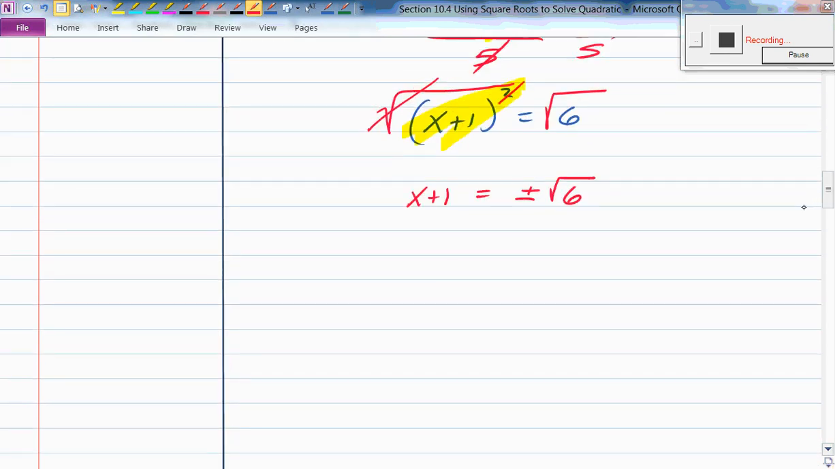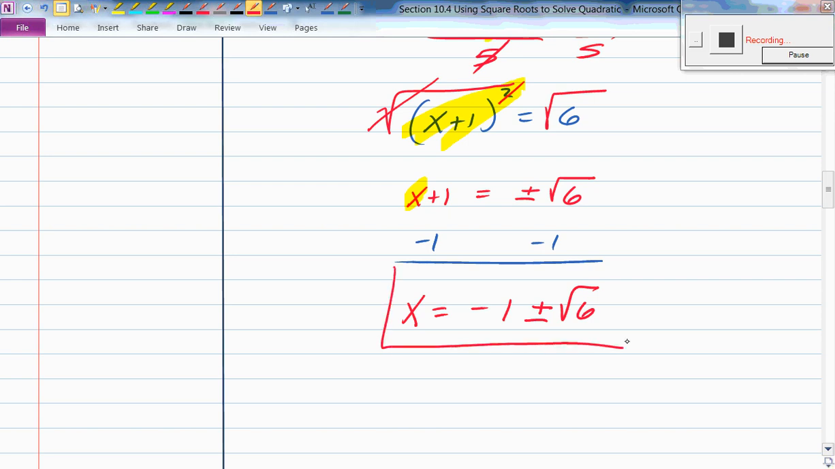So then, have I isolated my x now? No, what should I do next? You got it. Subtract 1. So for an answer, here's what we're looking at. X has to be negative 1, that's right there, plus or minus the square root of 6. And for those, you can actually just leave it just like that. Now that looks like a really funky answer, but you can leave it just like that. Negative 1 plus or minus the square root of 6. That's called the exact answer right there.